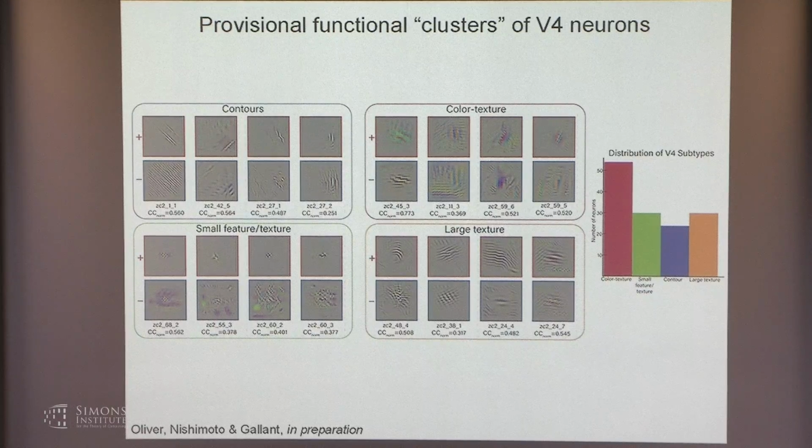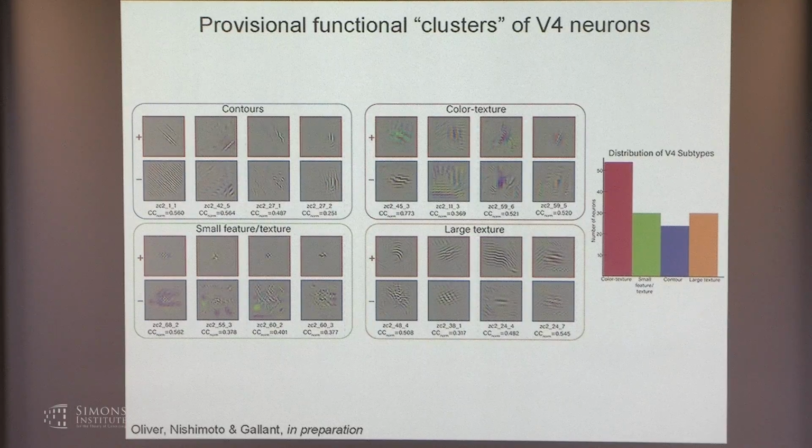So in that case, we used the most powerful computer we had. Mike used his brain, and he squinted at these for a long time. And he decided there were 4 clusters, where clusters means I squinted. And he decided there were contour selective cells, color selective cells, color texture selective cells, small feature cells, and large texture cells. And this was like a year ago.